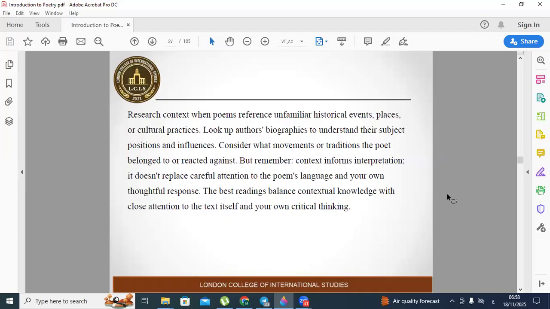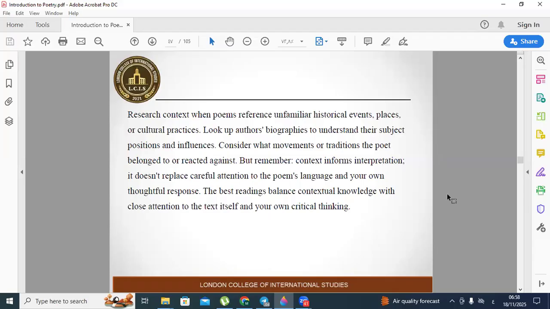Was this poet part of the Romantics, or a modernist working within or against specific traditions? But remember, context should inform interpretation; it doesn't replace careful attention to the poem's language and your own thoughtful response. Context is a tool for understanding, not a replacement for close reading. The best readings balance contextual knowledge with close attention to the text itself and your own critical thinking.